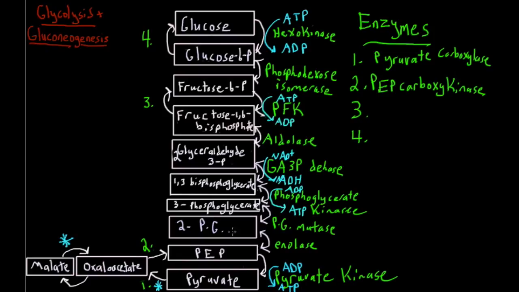Now the rest of the glycolysis chain is going to be identical to the gluconeogenesis chain until we get to this step up here where we're going from a bisphosphate to a single phosphate on the fructose. The enzyme we're going to be utilizing there is fructose 1,6-bisphosphatase instead of phosphofructokinase. So this number 3 enzyme here is going to be fructose 1,6-bisphosphatase.